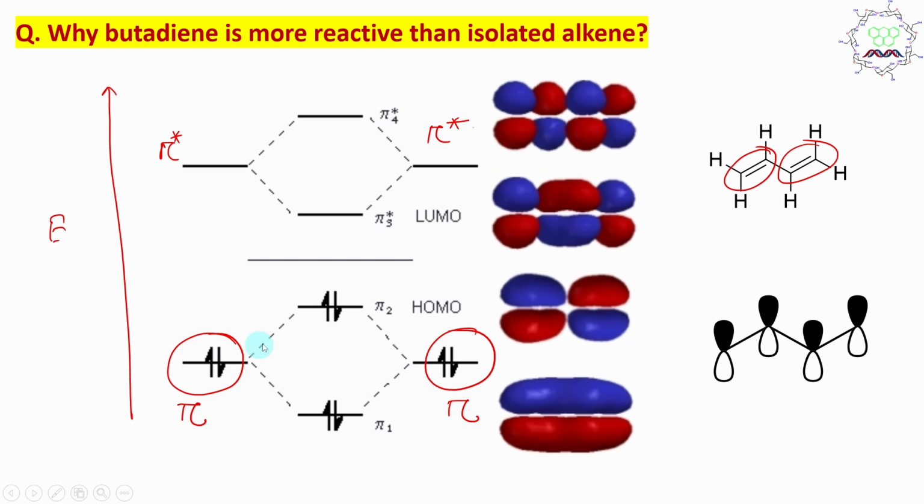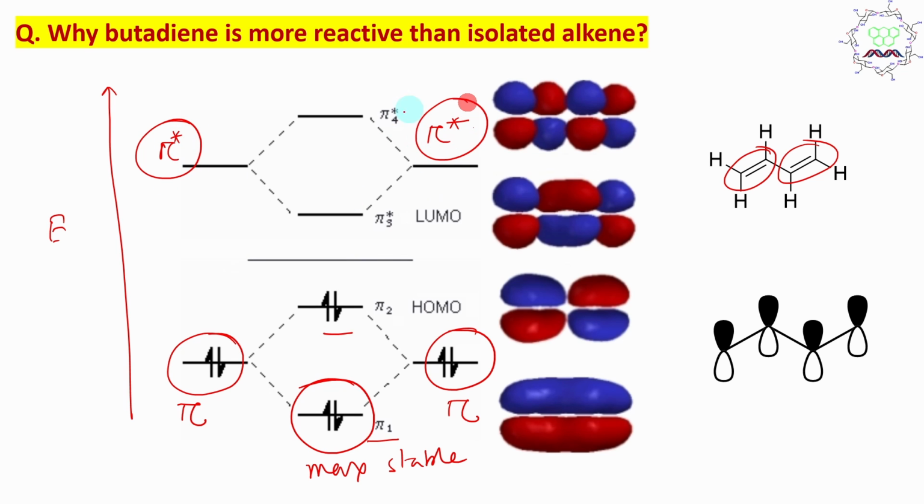When two orbitals undergo conjugation, it produces one low energy orbital like this pi 1. You may consider these as pi 1, pi 2, pi 3, pi 4. These are the MOs, pi and pi star. It's a further combination. This one is maximally stable because it is the lowest energy. Next is this one. Even the pi star orbitals can undergo overlap between themselves. It produces pi star 3, pi star 4 like that.